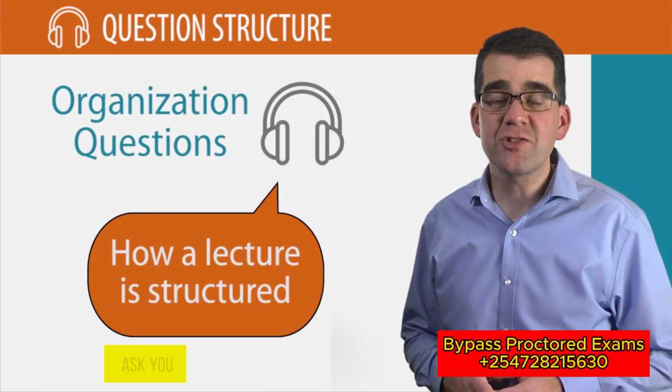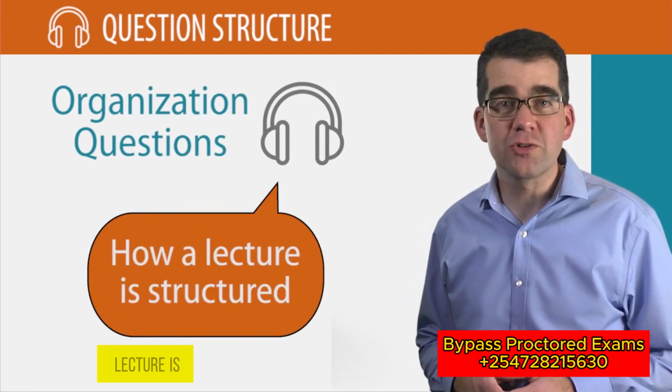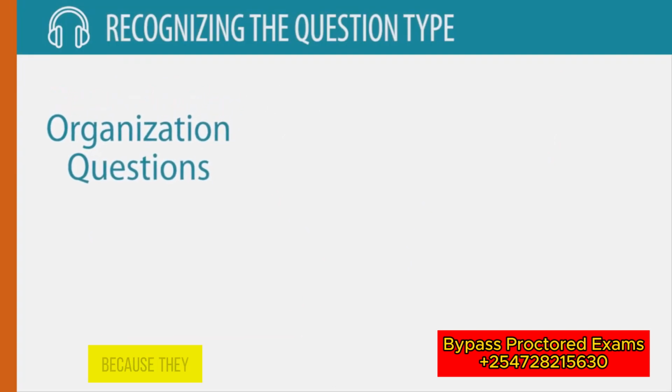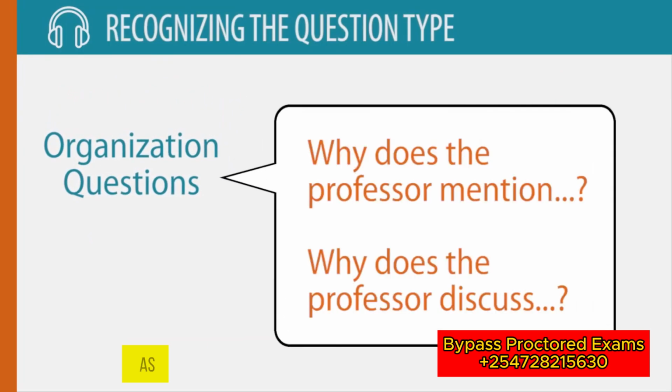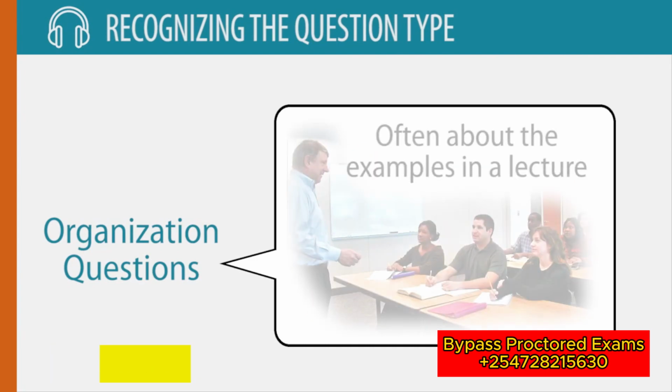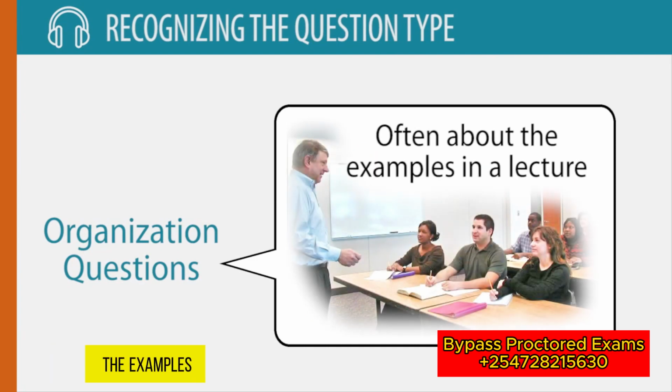Organization questions ask you to show understanding of how a lecture is structured. You can recognize organization questions because they often include phrases such as, "Why does the professor mention?" or "Why does the professor discuss?" These kinds of phrases show that organization questions are often asked about the examples in a lecture. So it helps to listen for examples and think about why the professor is using them.